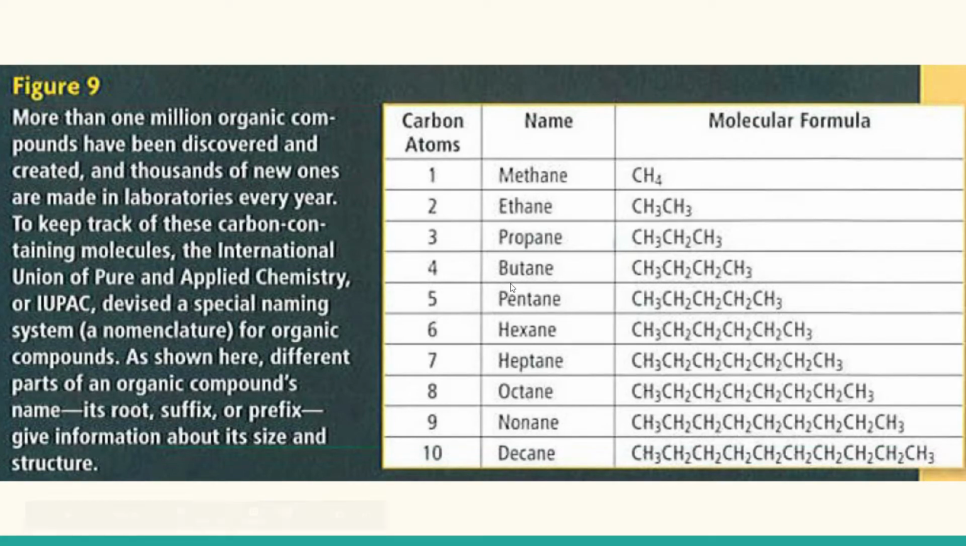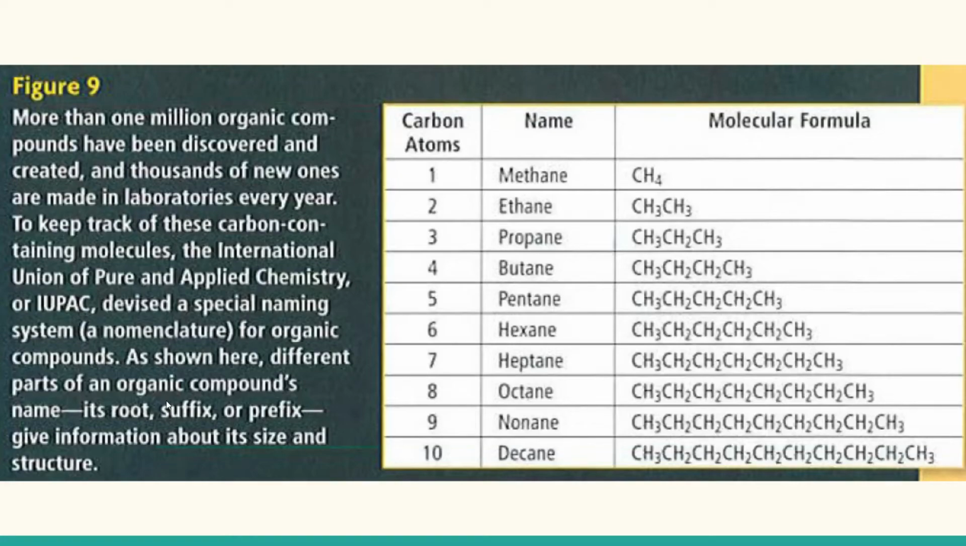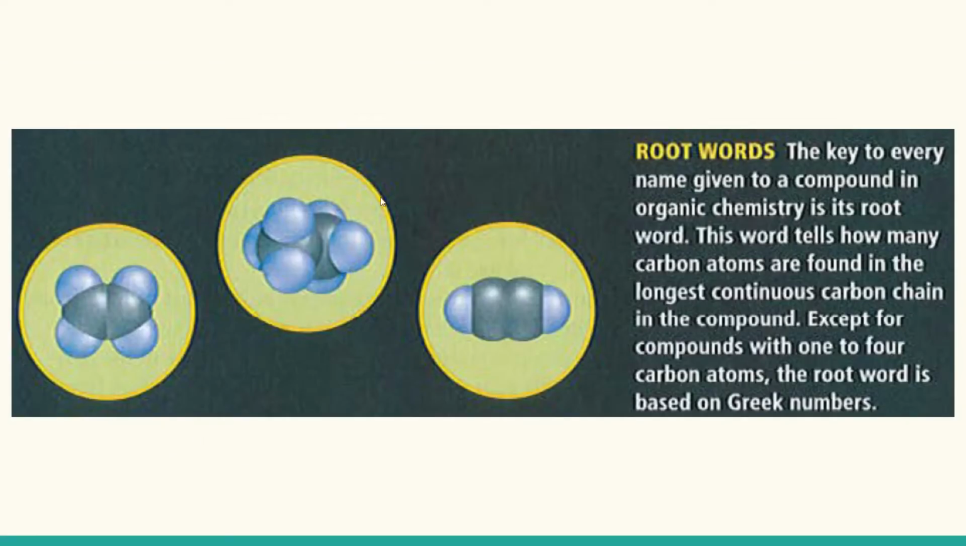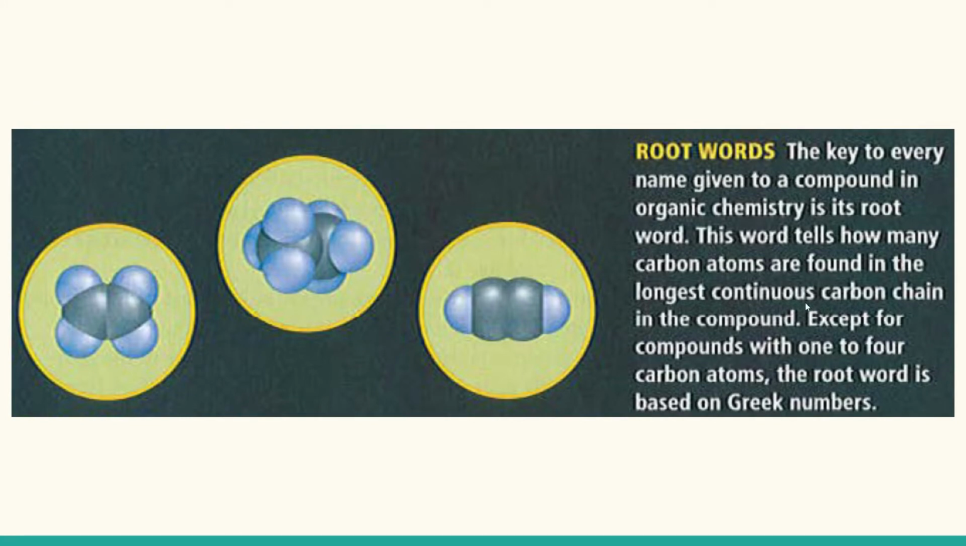The prefix means something. So, like, you guys know what a pentagon is. It has 5 sides. Well, pentane has 5 carbons. Octane has 8 carbons, just like an octagon has 8 sides. So the prefix tells you how many there are, essentially. Here, we see that the root words are really important to how we're naming these compounds. And pretty much all the compounds except for the first 4 are based off of Greek numbers. That's why you guys already know. If I said octane, you guys can guess that has 8 because octagon has 8.